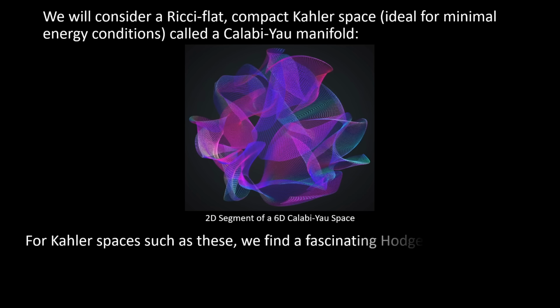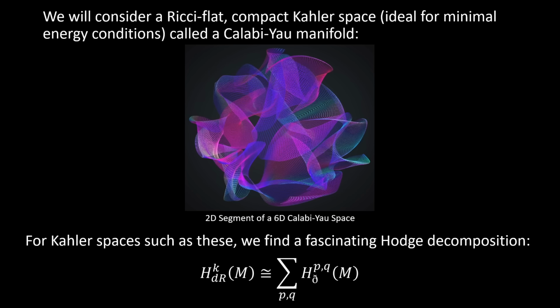For Kähler spaces such as these, we find a fascinating Hodge decomposition. It turns out that the sum over all p and q of the anti-holomorphic variation of this sector is isomorphic to the kth de Rham cohomology group of N.